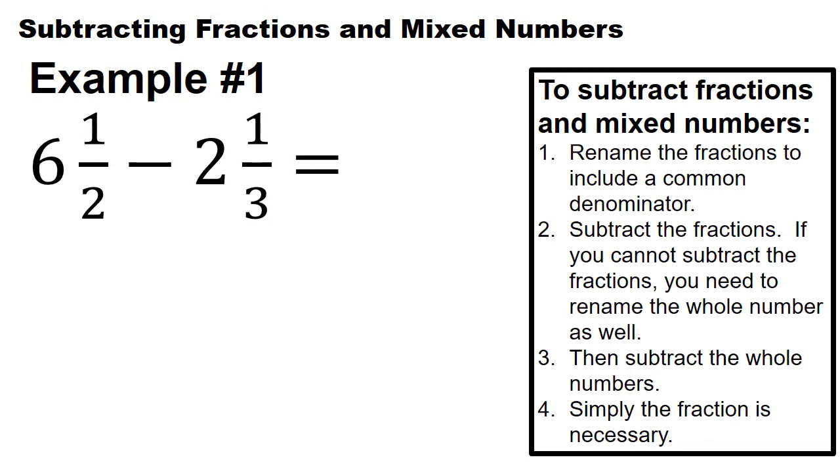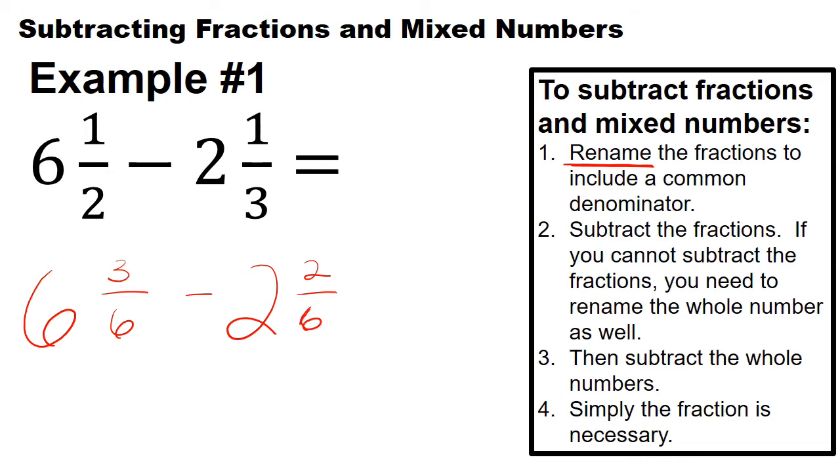And so here we're given this example. We have 6 1/2 minus 2 1/3. Here I always give you some simple steps that you could follow that will make your life easier in subtracting mixed numbers. Step number 1, we're going to go ahead and rename the fractions to include a common denominator. A common denominator of 2 and 3 is 6. So let's rename these fractions. I have 6 and 3/6 minus 2 and 2/6.